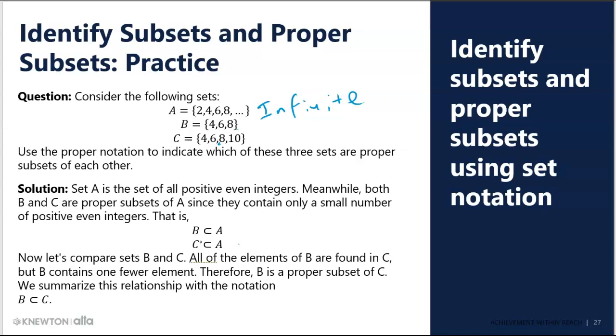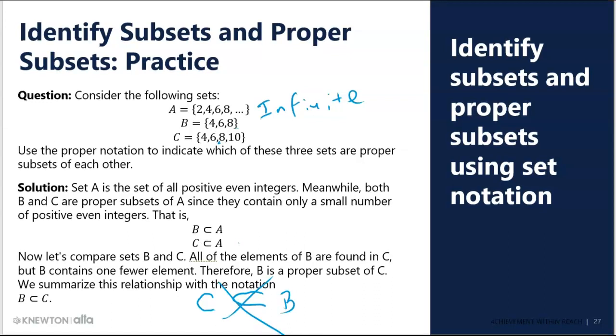Now, I could write B as a proper subset of C, but it is not true if I write C as a proper subset of B. That is not true, because I have a 4 and I can find the 4 in B, I can find the 6 in B, I can find the 8 in B, but 10 is not in B, so C cannot be a subset of B. So these are proper subsets because B has a smaller number of elements than A, but every element in B is found in A. C has a smaller number of elements than A, a smaller cardinal number, but every element in C is found in A.